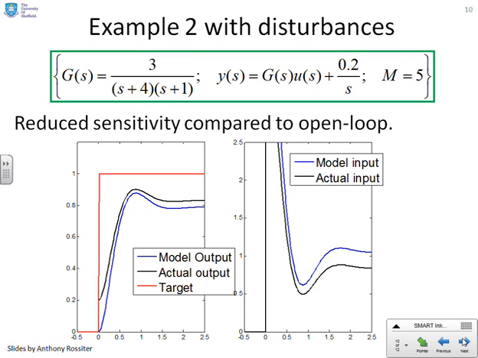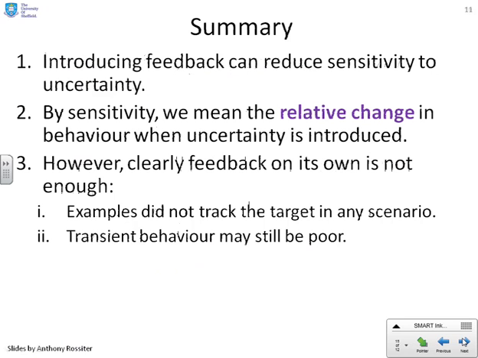For completeness then, here's example 2, the second order model. Again, I've used a disturbance of 0.2, and again, you can see the gap between the two outputs is very small compared to 0.2, which was the size of the disturbance. So in summary, introducing feedback, now I've emphasized a word here, can reduce sensitivity to uncertainty. Please don't assume that any feedback will help. If it's not a well-chosen feedback, then it could be a disaster. But introducing feedback can reduce sensitivity to uncertainty.